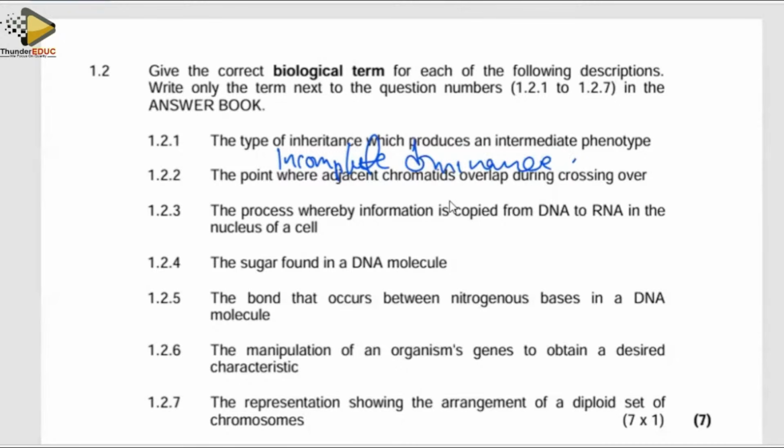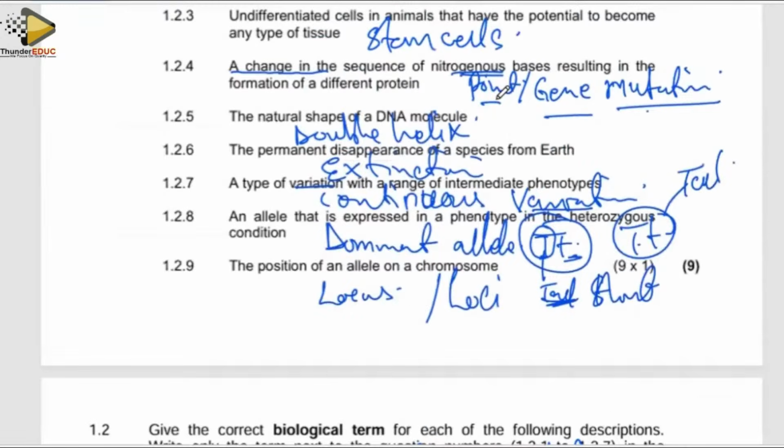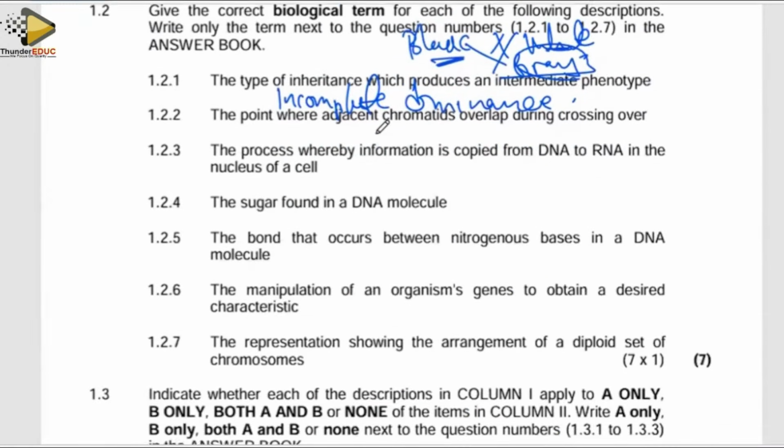Why do we call it incomplete dominance? For example, you have black crossed with white, and then you produce an intermediate color, which is gray. We call it incomplete dominance because neither of the alleles is completely dominant over the other. If you look at the previous one, tall crossed with short gives tall, meaning that tall is completely dominant over short.